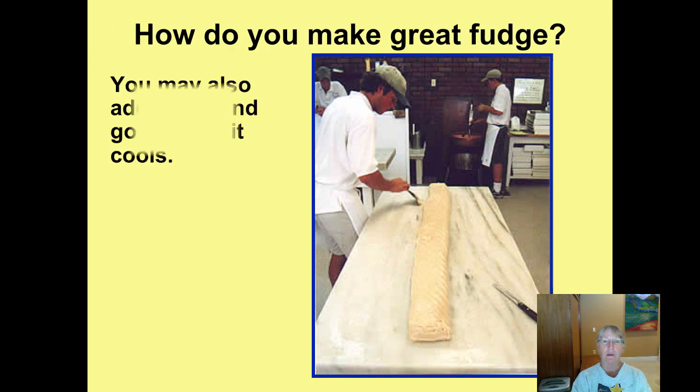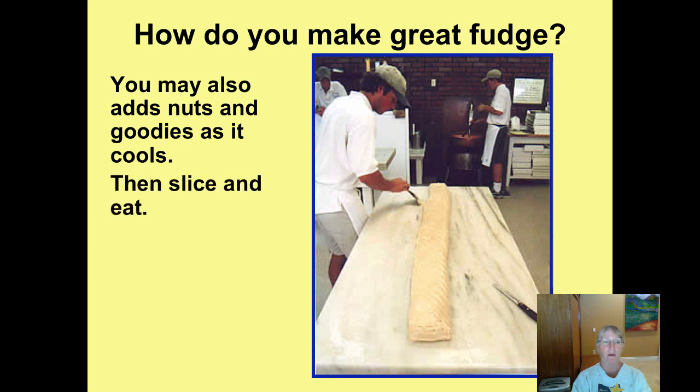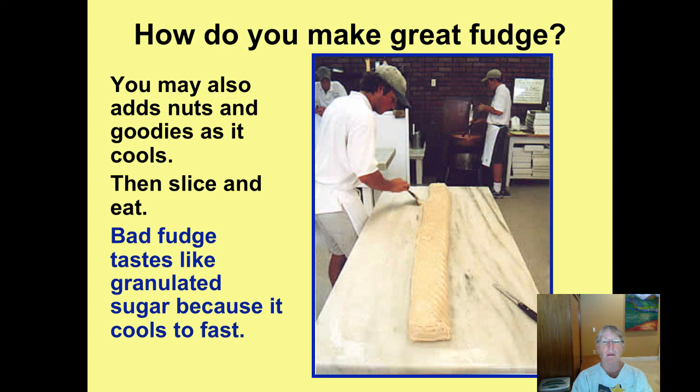Then, as you line up your fudge in whatever kind of shape you need to cut it, you can add nuts and goodies as it cools. And then, of course, slice, eat it, and enjoy. But the way you know that you didn't have a supersaturated solution of fudge is because on your tongue, the texture of the fudge is kind of gritty. You let it cool too fast, and so the supersaturated solution came out of solution instead of feeling creamy and smooth if you had let it cool more slowly.